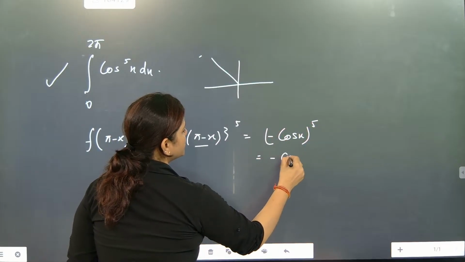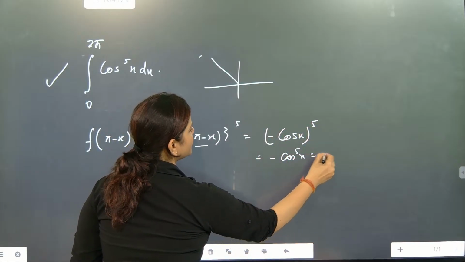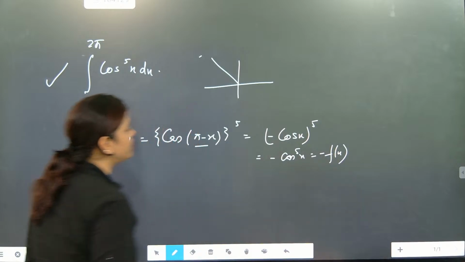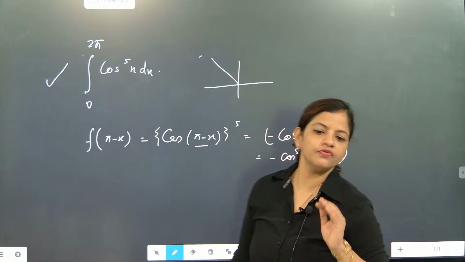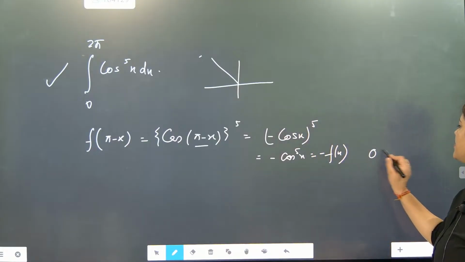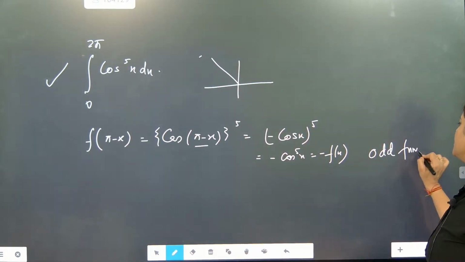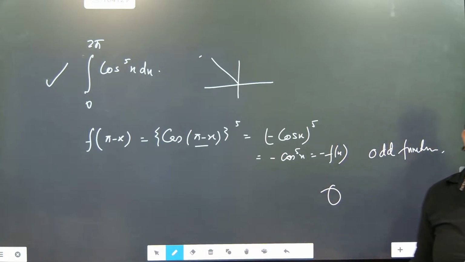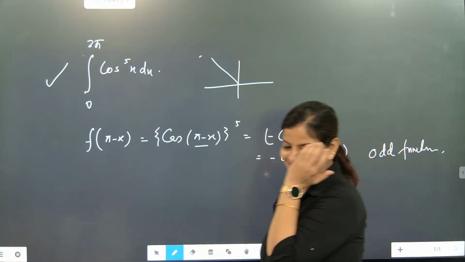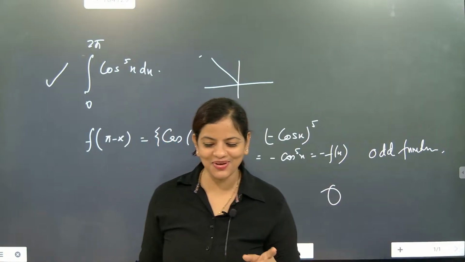It is coming minus 5 this, and that is minus f of x. Is it an even function or an odd function? 110% it is going to be an odd function, and for an odd function your integration is always coming as 0. For an odd function, what is the integration coming as? 0.